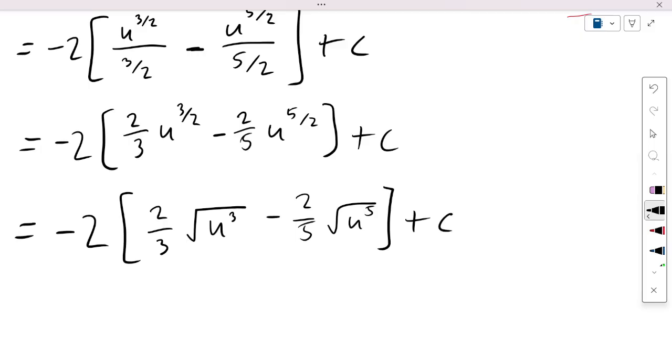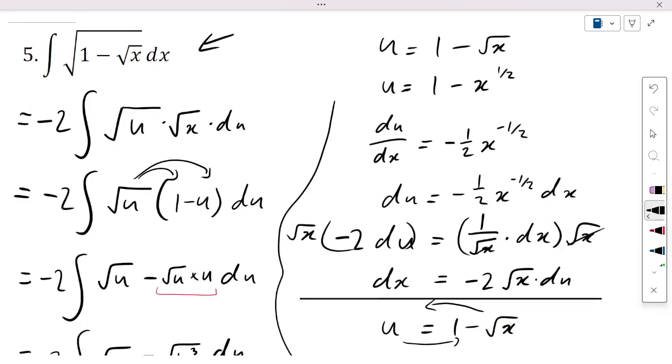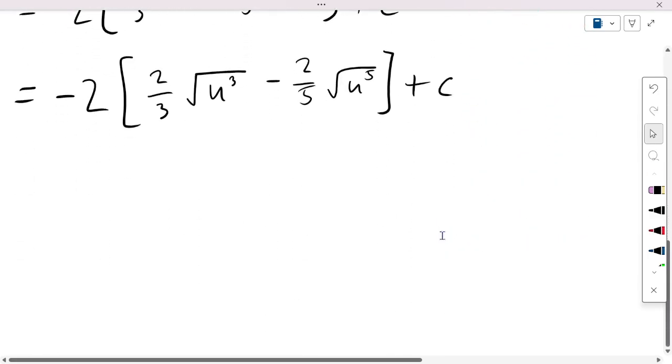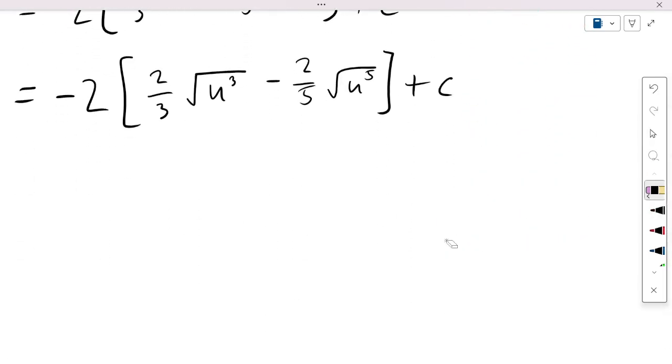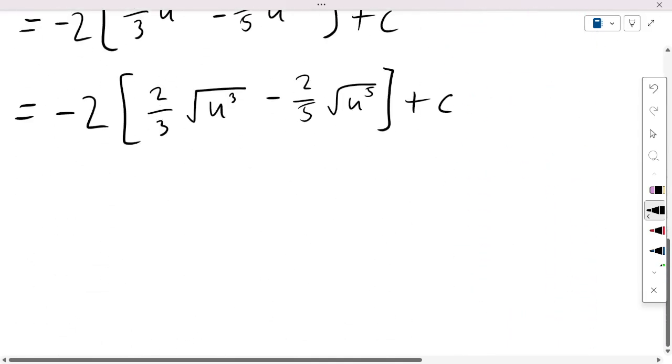And now remember, when we substituted the u in, we have to end our answer with x, right? We can't end our answer with u because originally it was with respect to x, and we need to find that integral with respect to x. But the u substitution obviously made it easier for us, so we have to substitute whatever we made u equal to. u was equal to 1 minus root x, so we're just going to do that.